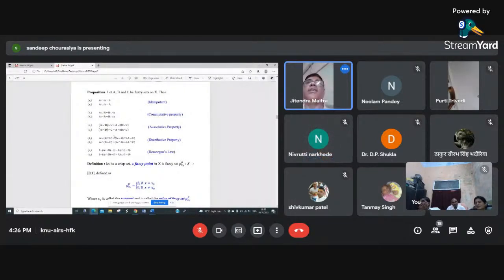What is the empty set phi? What is the membership function of the empty set? The constant function which maps all the elements to 0.